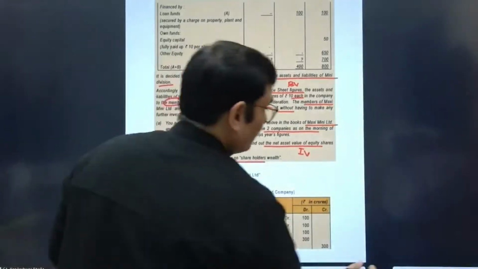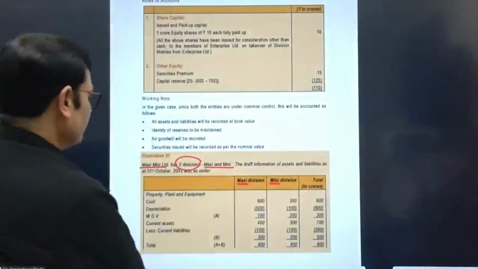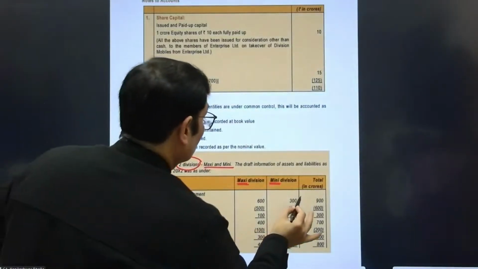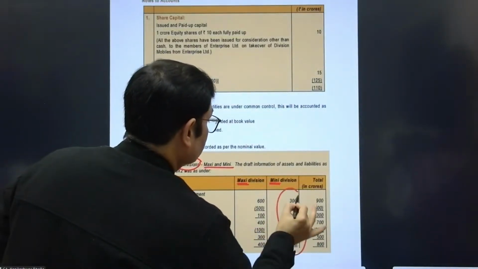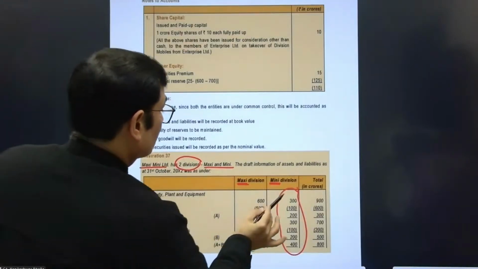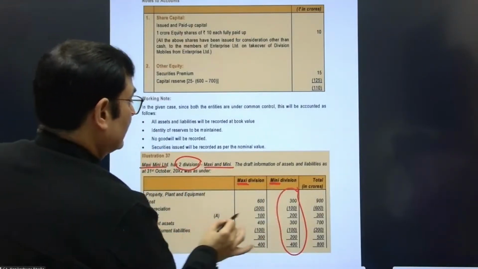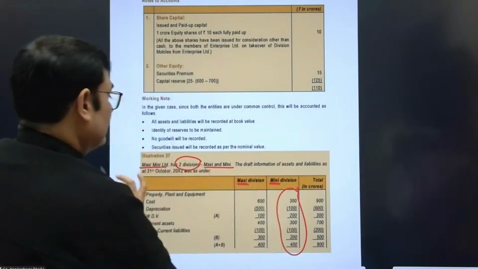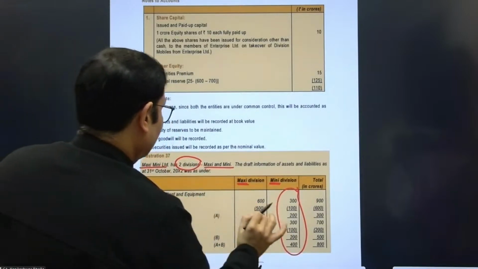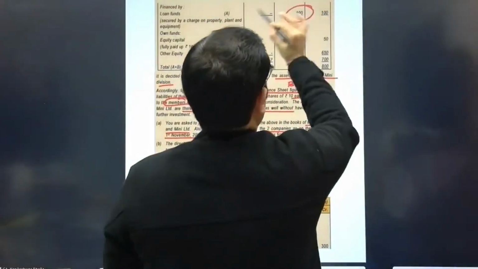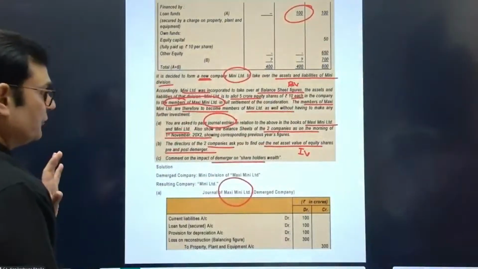If I go back to the balance sheet, we can see what is to be closed. You are required to close this Mini division's assets and liabilities. The property, plant, equipment has a gross block of 300, accumulated depreciation 100. Then there are current assets of 300, and current liabilities of 100. So you can see the inputs, and there is a loan fund also. So let's see the entry.